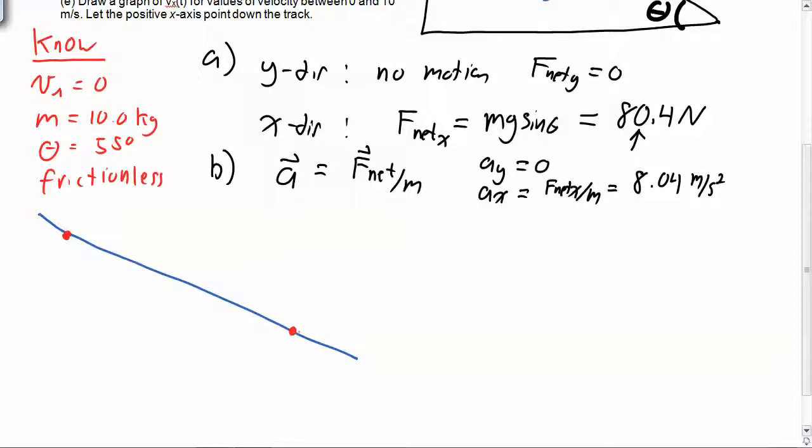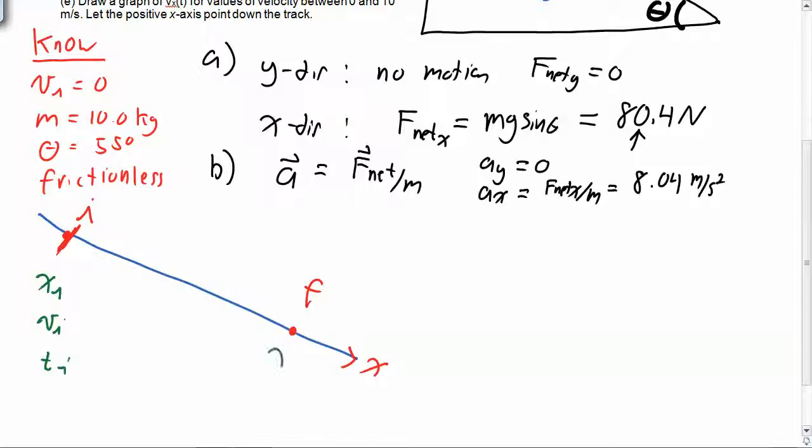So we need to have an initial point and a final point, and we'll put the origin of our coordinate system at the initial point, and we'll call the positive x direction down the hill. We don't even need a y direction for the motion because there's only motion along the plane. And I'll go ahead and define my kinematic variables. So I would have x sub i, v sub i, and t sub i.